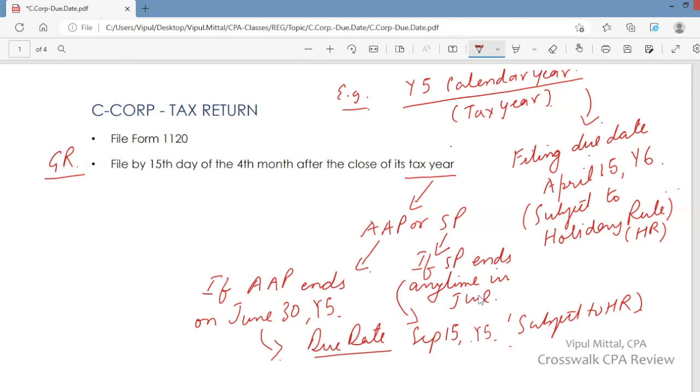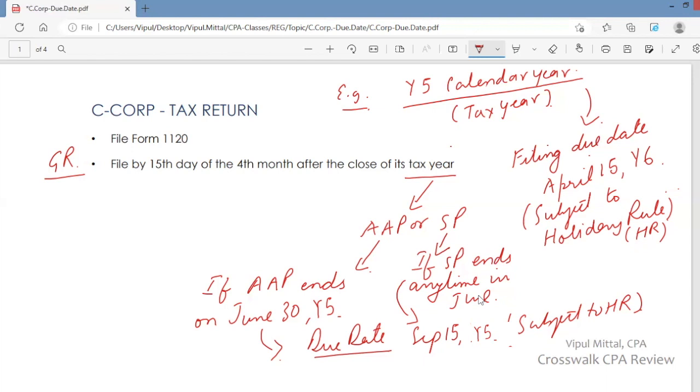When a short period ends any time in June, it is considered that the short period is ending on June 30th for return filing purposes. In that case, the C corporation has to file the tax return by the 15th day of the third month after the close of its tax year.